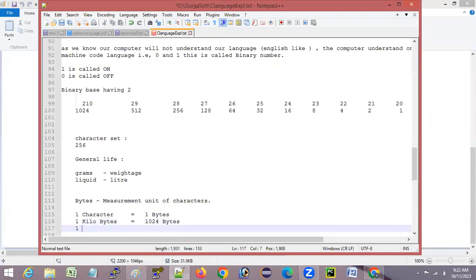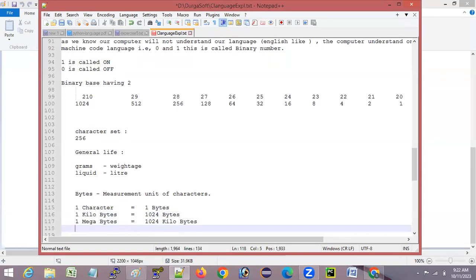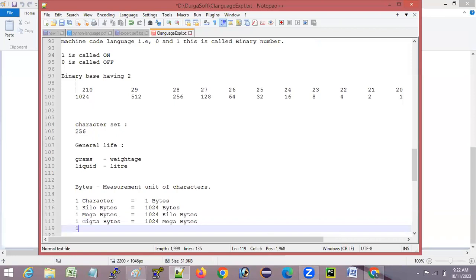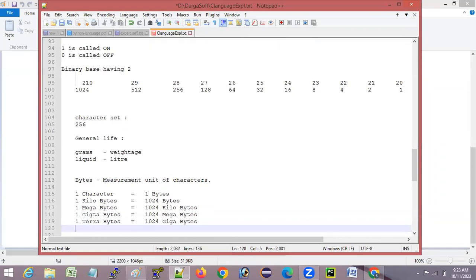Is it clear? Now, 1 megabyte equals how much? 1024 kilobytes. 1 gigabyte equals how much? That is 1024 megabytes. 1 terabyte equals how much? That is 1024 gigabytes.